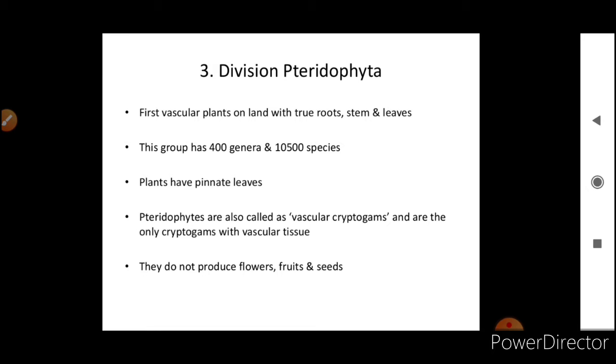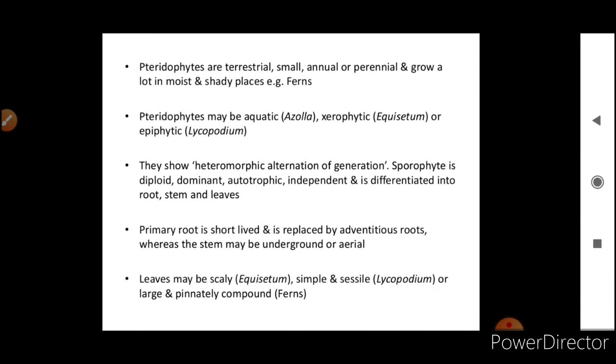Pteridophytes are also called vascular cryptogams because there is a presence of vascular system in them. They do not produce flowers, fruits and seeds. Pteridophytes are terrestrial, small, annual or perennial and grow a lot in moist and shady places. Example, ferns. Pteridophytes may be aquatic like Azolla, xerophytic like Equisetum or epiphytic, that is Lycopodium.